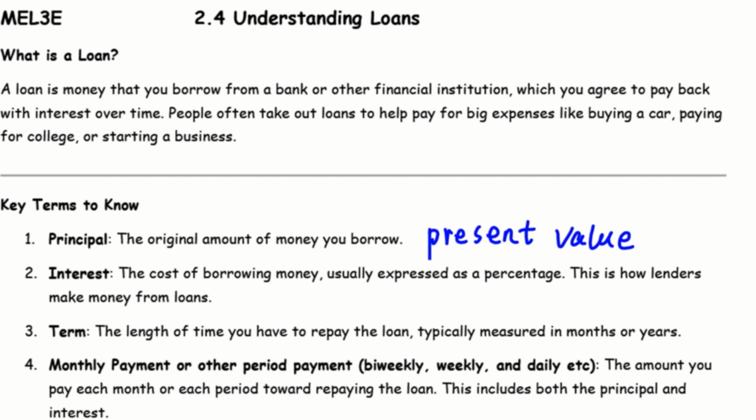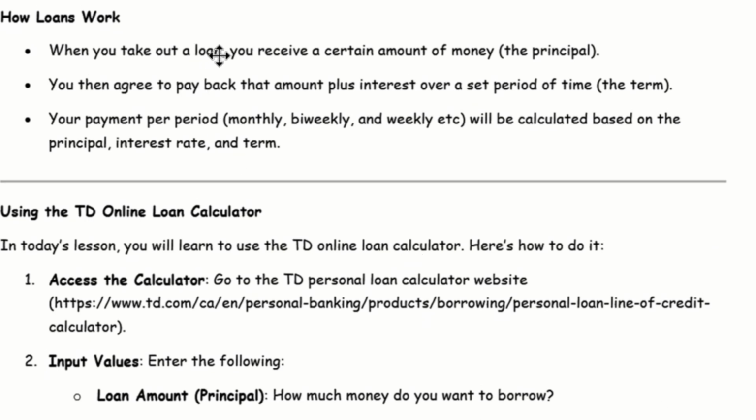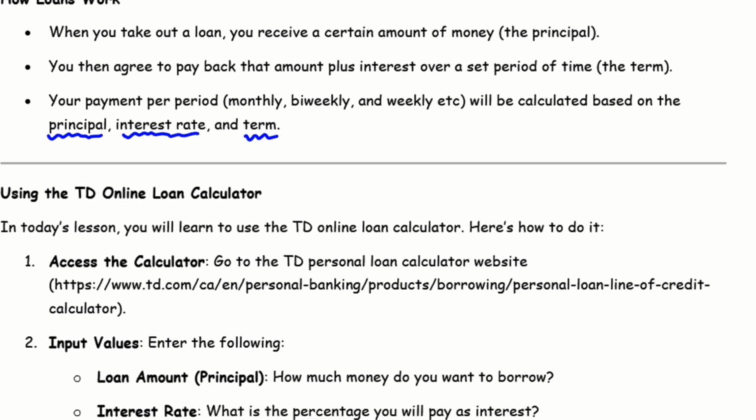Then we are going to see how a loan works. When you take out a loan, you receive a certain amount of money, the principal. Then you agree to pay back per period, and your payment per period will be calculated based on the principal, the money you borrowed, the interest rate, the term, and also the period, monthly, bi-weekly, or weekly. We are going to use the TD online loan calculator to do the calculation.